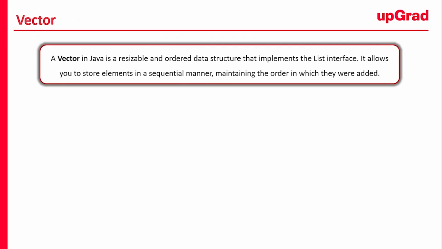A vector in Java is a resizable and ordered data structure that implements the List interface. It allows you to store elements in a sequential manner, maintaining the order in which they were added. One of its key features is that it is synchronized, which means it is designed to handle multiple threads trying to use it at the same time without messing things up. Like an ArrayList, it can grow or shrink as needed. No need to fix the size upfront.